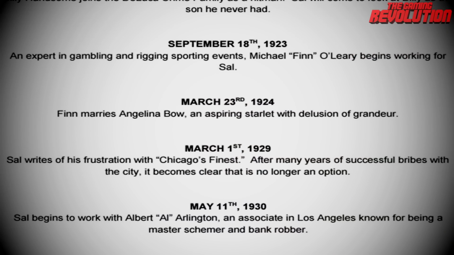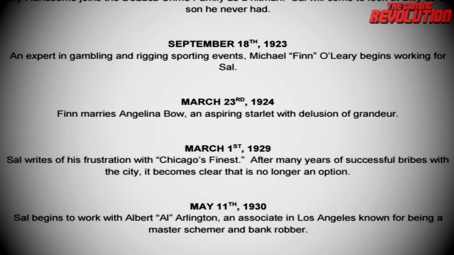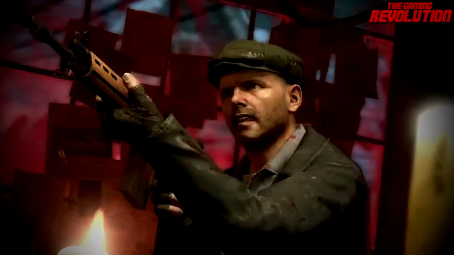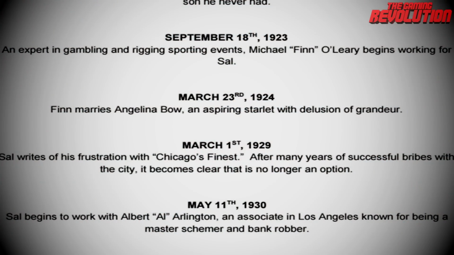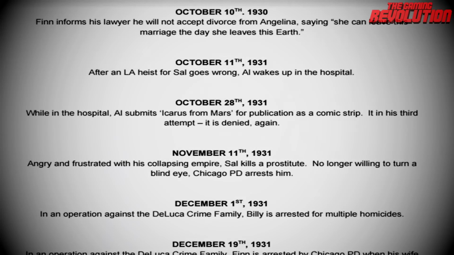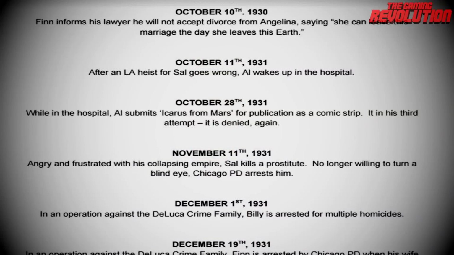On March the 1st, 1929, Sal writes of his frustration with Chicago's finest. After many years of successful bribes with the city, it becomes clear that it is no longer an option. On May the 11th, 1930, Sal begins to work with Albert Al Arlington, an associate in LA known for being a master schemer and bank robber. On October the 10th, 1930, Finn informs his lawyer he will not accept divorce from Angelina, saying she can leave this marriage the day she leaves this earth.